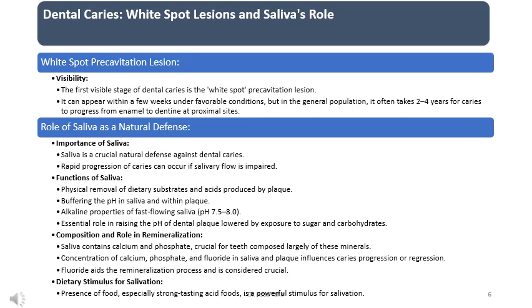Composition and role in remineralization. Saliva contains calcium and phosphate, crucial for teeth, which are composed largely of these minerals. Concentration of calcium, phosphate, and fluoride in saliva and plaque influences caries progression or regression. Fluoride aids the remineralization process and is considered crucial. Dietary stimulus for salivation. The presence of food, especially strong-tasting acid foods, is a powerful stimulus for salivation.